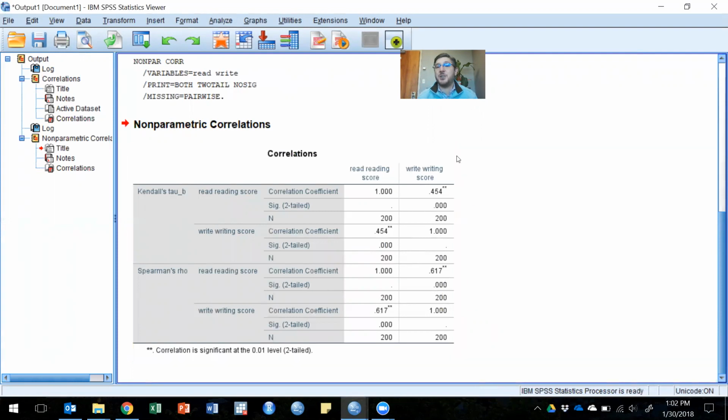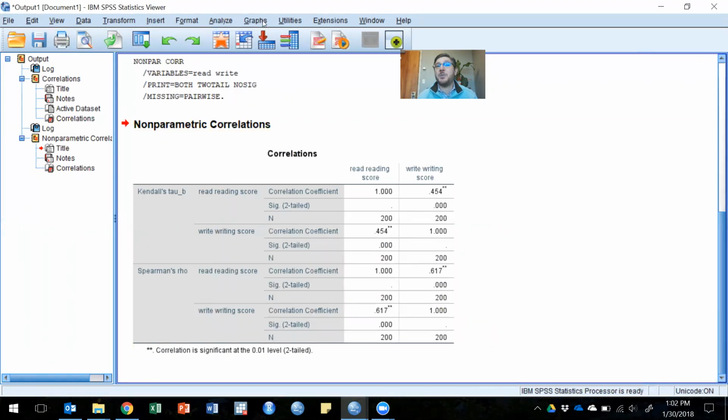You notice that the Kendall's tau is weaker, and it tends to show weaker relationships than Spearman's rho. You can read more about the differences between these in my extra correlation coefficient notes. I just wanted to show you how you would run these in SPSS.